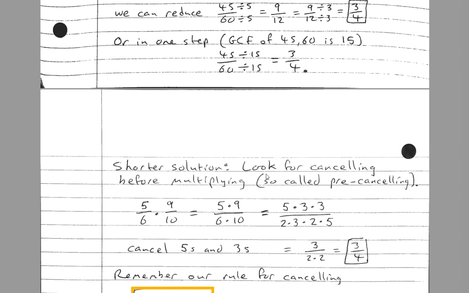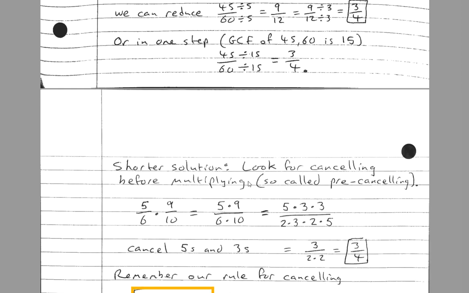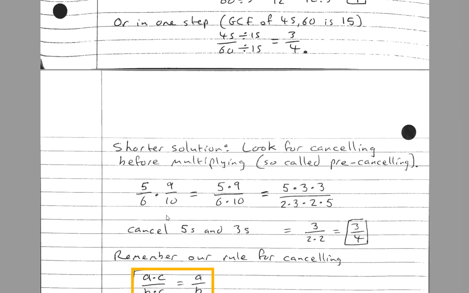So the idea is to look for cancellation before multiplying. That's why it's called precancelling. Pre means before, so you're canceling before multiplying. Here we multiplied first and then did canceling. Okay, so why is this better? Well, here's the problem again.